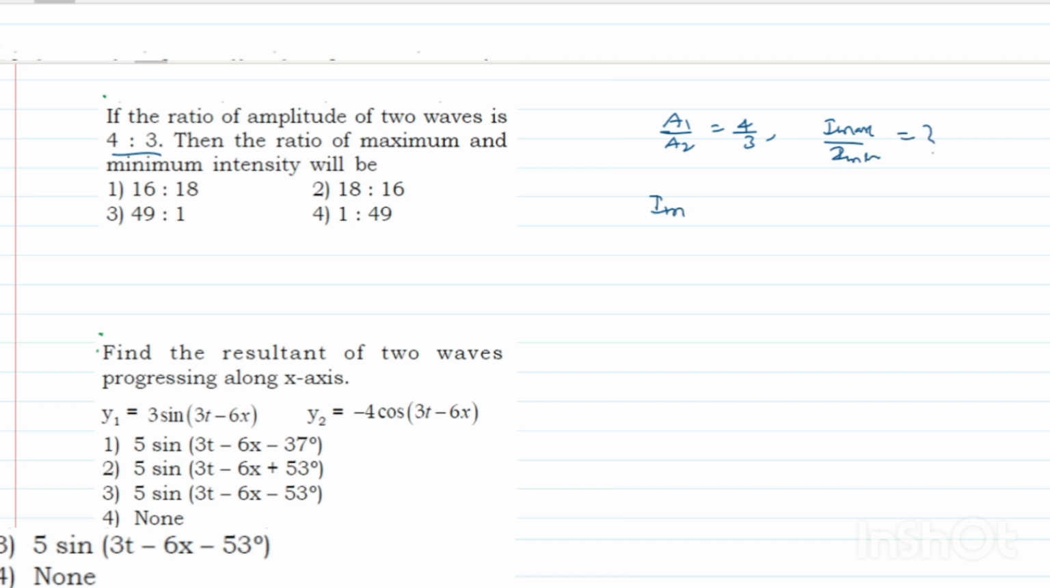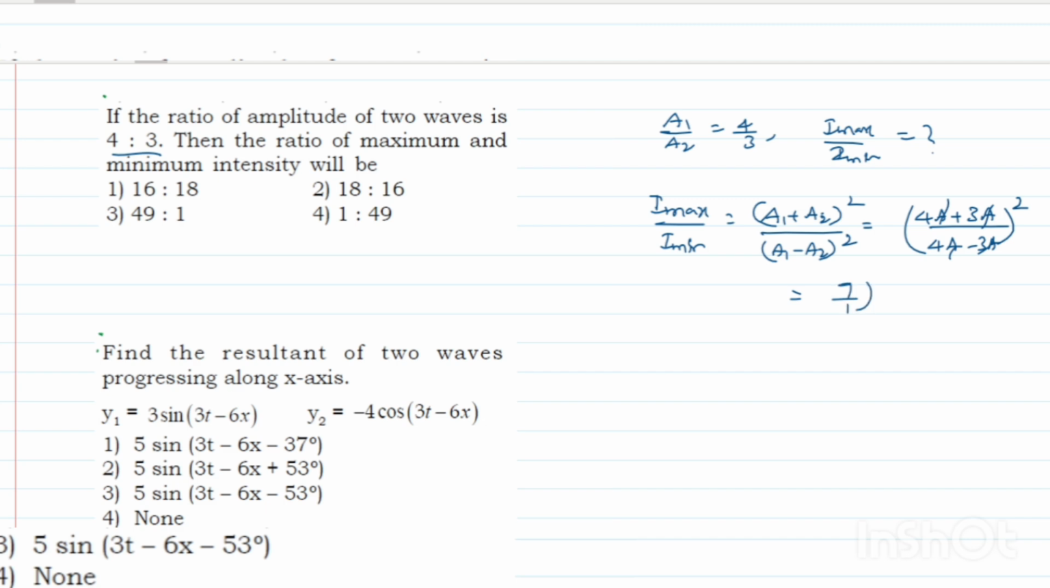In terms of the amplitude, the maxima to the minima ratio, students, is nothing but a1 plus a2 whole square for maximum intensity, and a1 minus a2 whole square. So a1 you can take as 4a, and here it will be 3a, and here 4a minus 3a. So a you can take common and eliminate, and here 4 plus 3 will be 7. So 7 whole square by 1 whole square, which is nothing but 49:1.